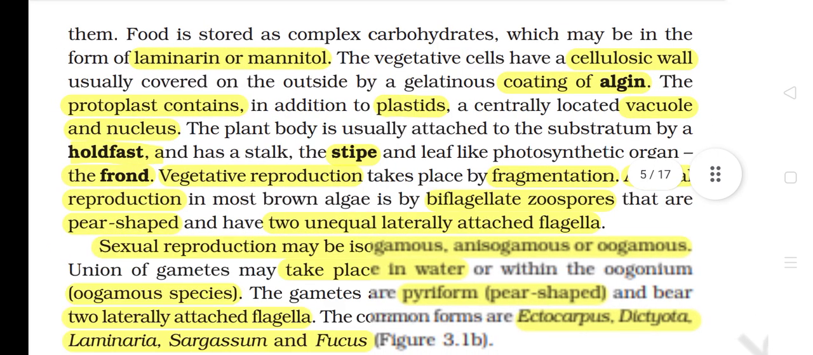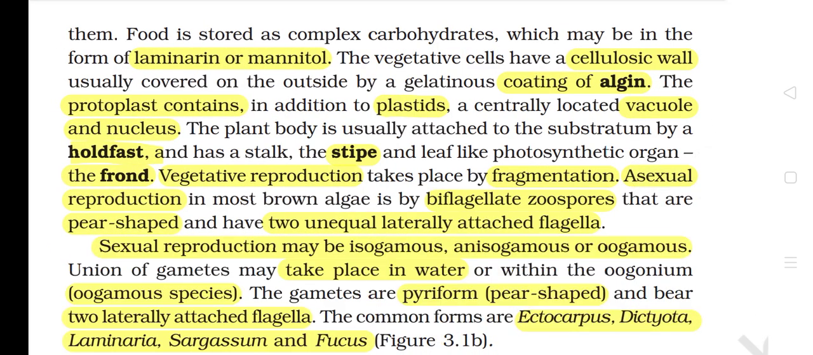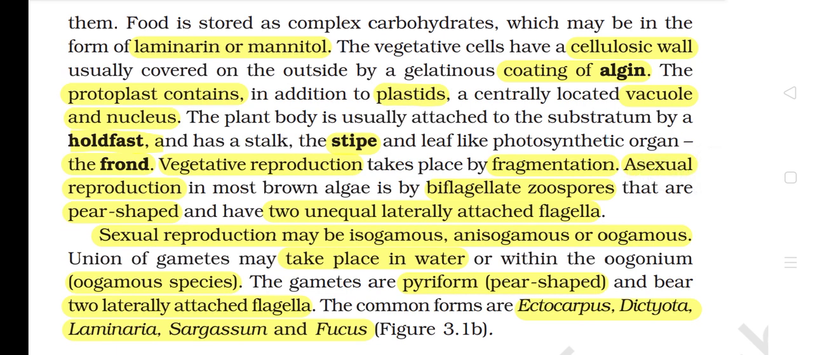Food is stored as complex carbohydrates, which may be in the form of laminarin or mannitol. The vegetative cells have a cellulosic wall usually covered on the outside by a gelatinous coating of algin. The protoplast contains, in addition to plastids, a centrally located vacuole and nucleus. The plant body is usually attached to the substratum by a holdfast, and has a stalk, the stipe, and a leaf-like photosynthetic organ, the frond. Vegetative reproduction takes place by fragmentation.